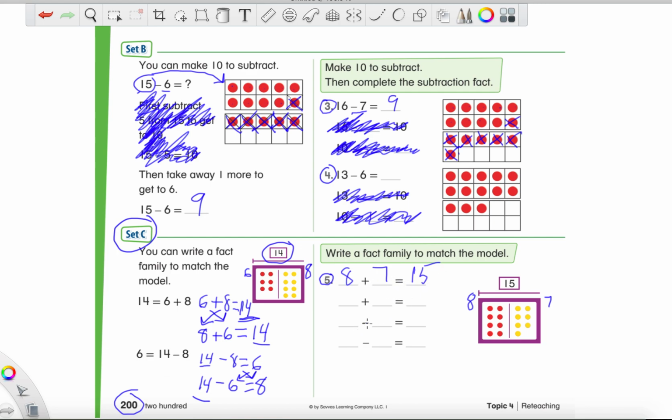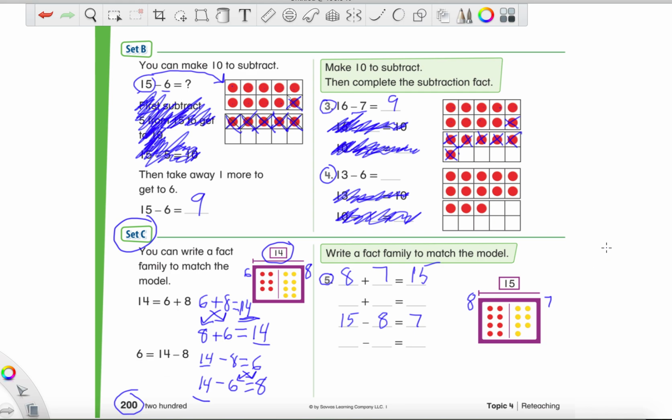And then one way I can write a subtraction problem is, of course, that 15 has to go first because it's the biggest. When we subtract, the biggest number must go first. And then I can put the 8 next and then the 7.